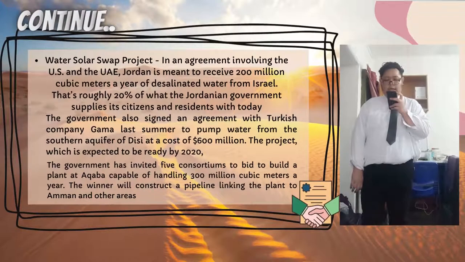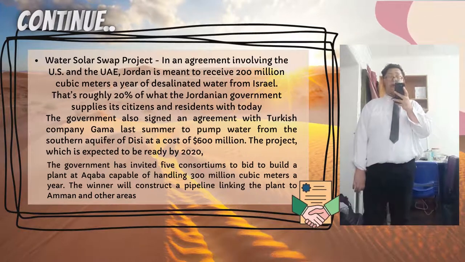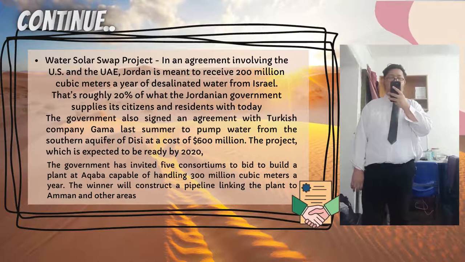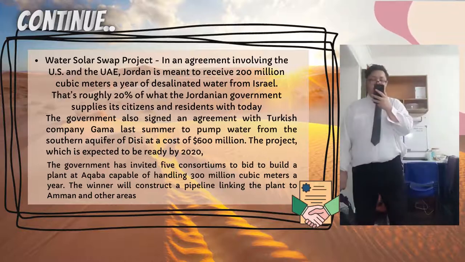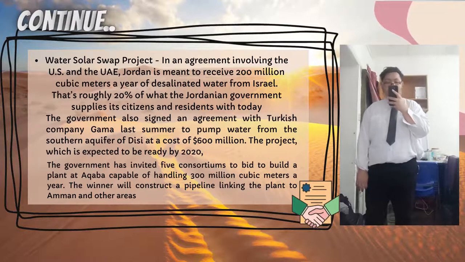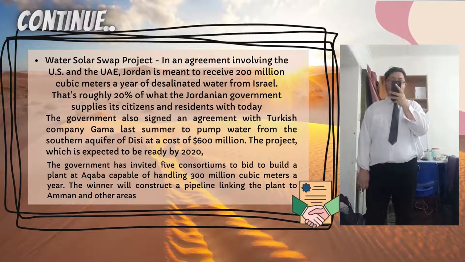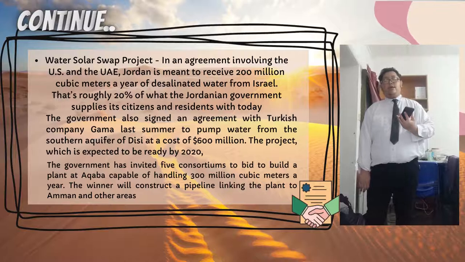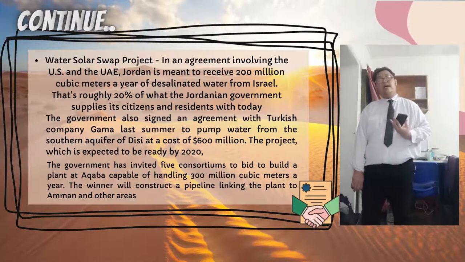Next slide is about the water-solar swap project agreement. The government has made an agreement with the US and the UAE. With this agreement, Jordan will receive 200 million cubic meters a year of desalinated water from Israel. That's roughly 20% of what the Jordanian government supplies its citizens and residents with today. In return, Jordan will allow the UAE to build a solar plant in Jordan.